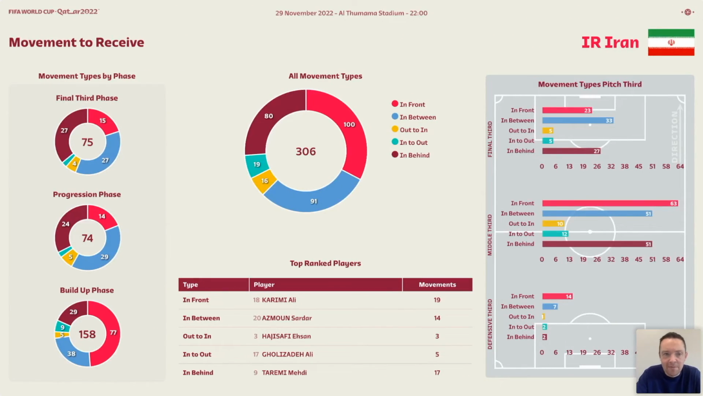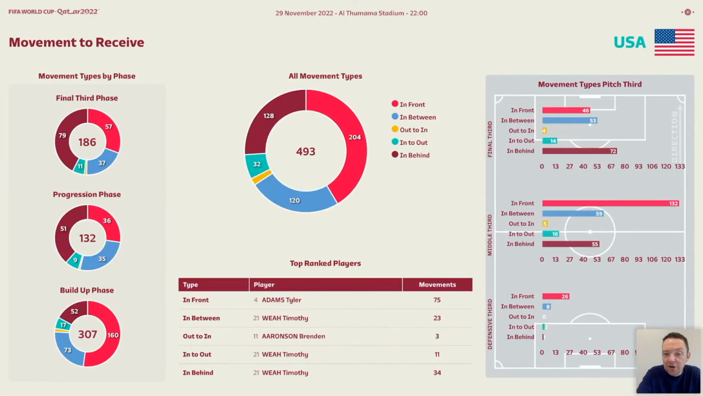Again, this one's fascinating. Movements to receive, the type of movements, where exactly that player is looking for it, and how that then is distributed amongst every possession. So if there's 306 movements to receive from Iran, how do they break that down? And a lot of it is in front of pressure, which is quite natural because teams will invariably try and move pressure and try and move blocks. But there was only 91 that was looking in between pressure, whereas if you go in the US, it was 120. So again, more context around where players are looking for the ball and what areas they're looking for it and the types of movement that they're going to look for the ball.